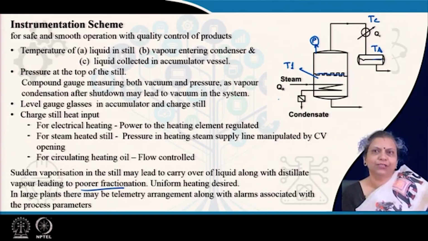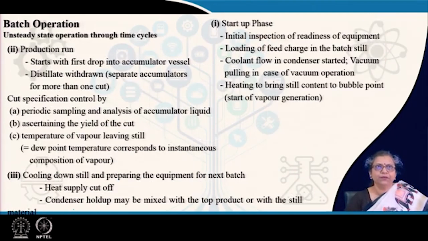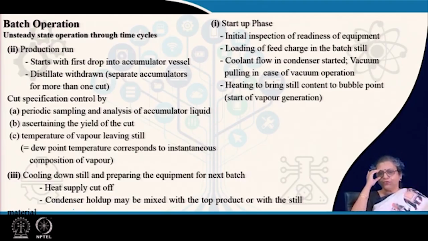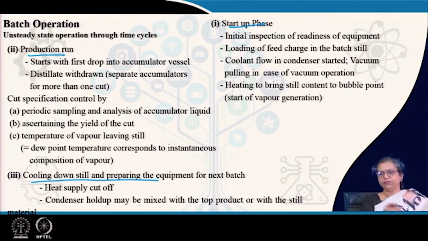Well, when we go to discuss batch distillation, along with the instrumentation, it is also very important that we understand the operation of a batch process. It is an unsteady state operation, naturally it has to go through time cycles. What do we have? We initially have a startup phase, and then we have a production run, and then definitely the ending phase. In the startup phase, naturally you will first inspect the readiness of the equipment, then you will load the feed in the batch still, and you will also start the coolant flow in the condenser. What does this do?